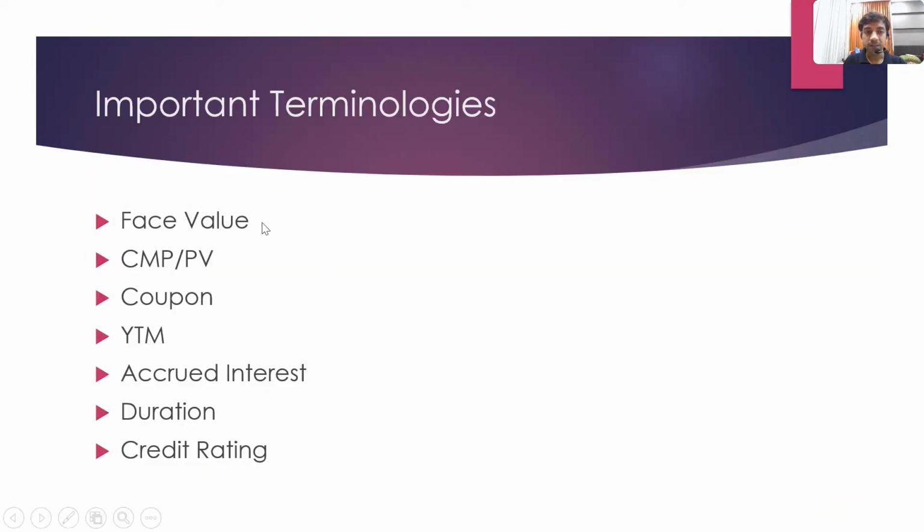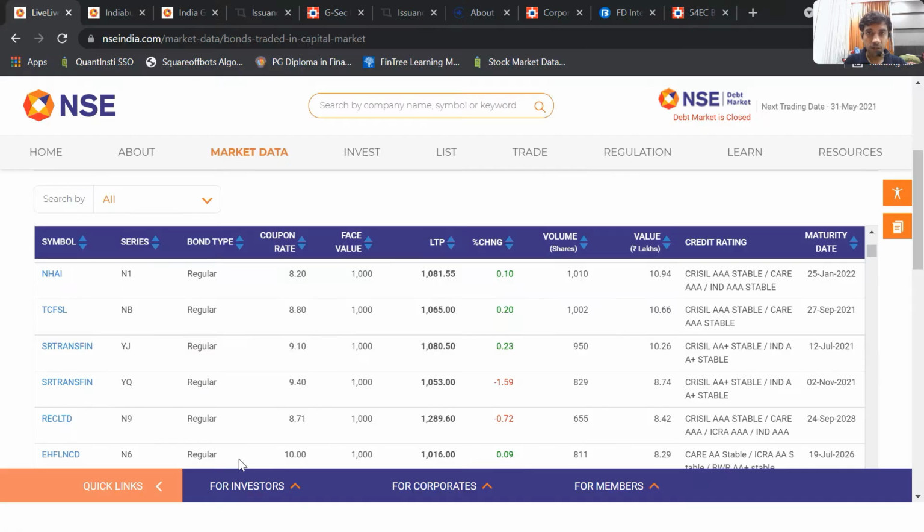So we covered face value, we covered present value, which is the current market price. We covered coupon, that's the interest that you're going to get. YTM, I showed you how you calculate it. Accrued interest, we'll see. We covered the credit rating, and we covered the duration. Duration, assume it as maturity. It's a slightly trickier concept, but assume it as maturity. Larger the duration, higher is the interest rate risk. Let's see the accrued interest via an example only.